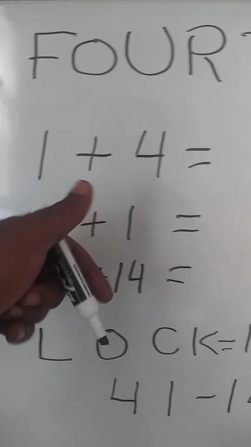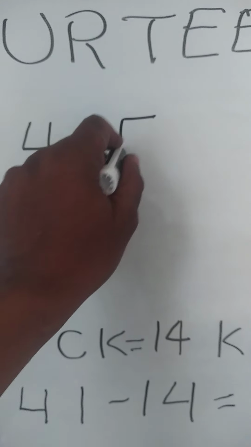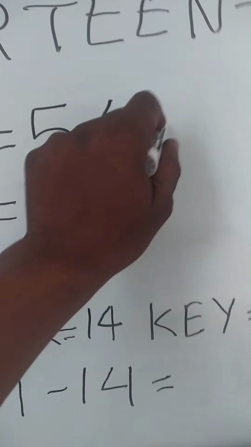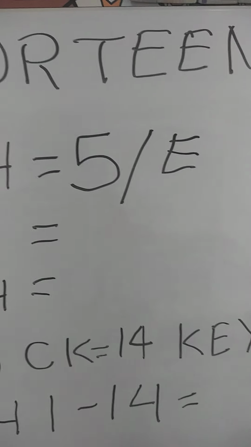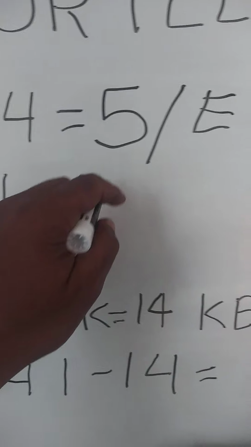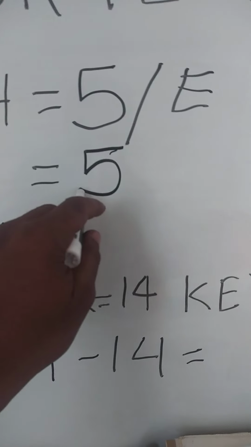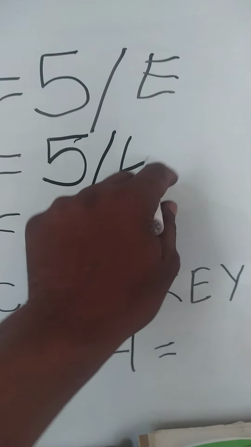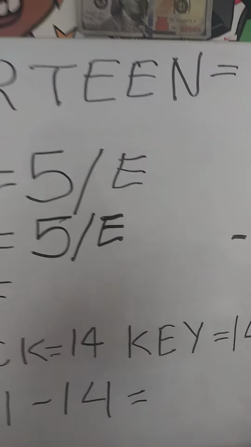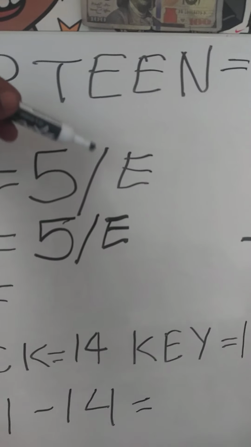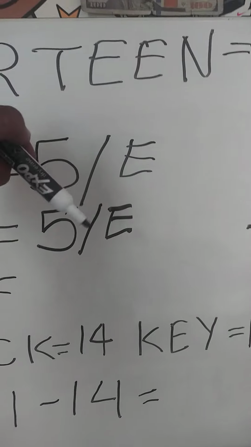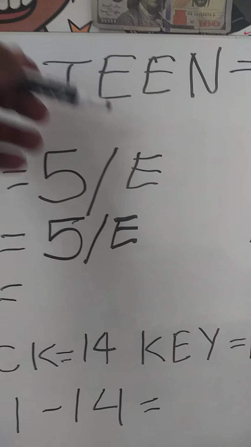1 plus 4 equals 5. That's an E. It's the 5th alphabet in the English language. 4 plus 1 equals 5. That's the 5th alphabet, again, in the English language. So we actually saw the answer to the question, the relationship between 55 and 14 was hidden right in plain sight.